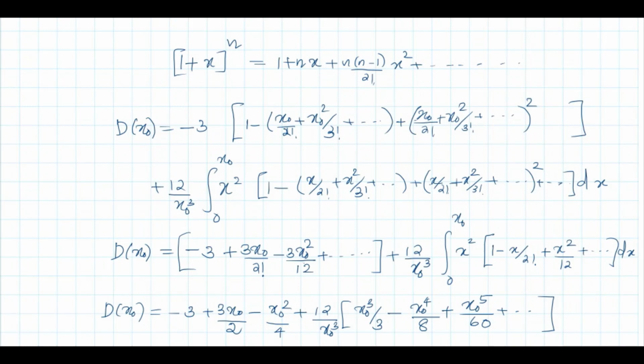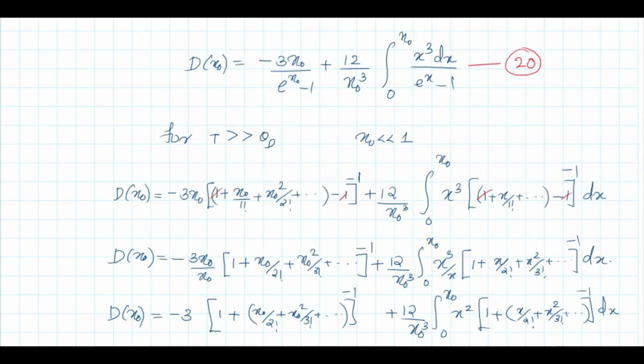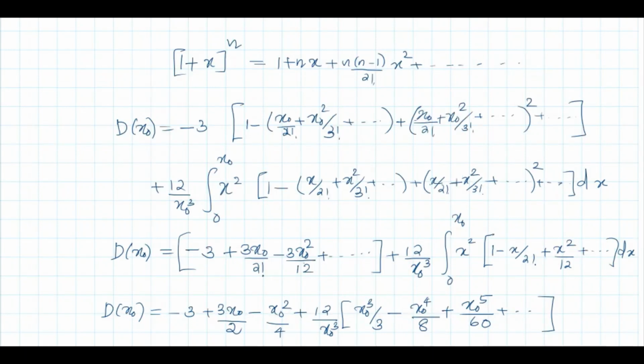N is minus 1, so minus 1 into minus 2 divided by 2. That becomes plus 1, so plus that quantity square plus etc. Plus this term 12 by x naught cube, integral 0 to x naught, x square. Remaining is again binomial expansion: 1 minus that quantity inside bracket plus that quantity inside bracket square plus etc.